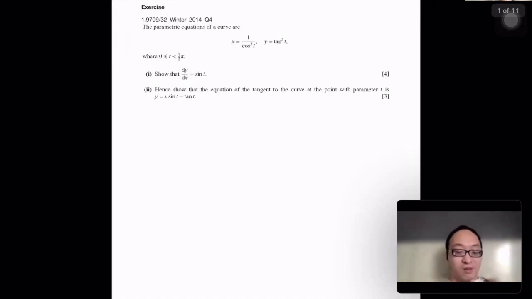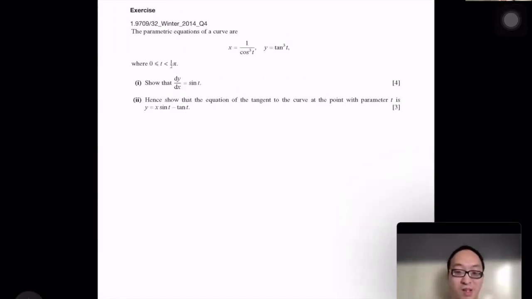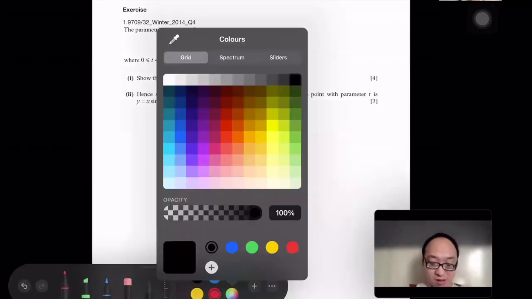The first question is about the parametric equation. The parametric equations of the curve are given here when t is between 0 and half pi. Show that dy/dx equals sin t. Now, to find the dy/dx, let's change the color first.